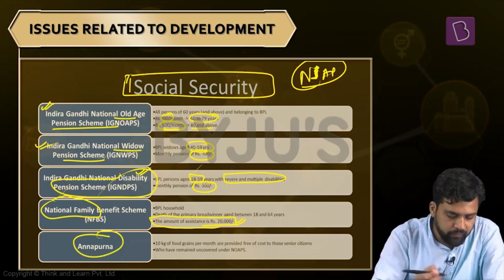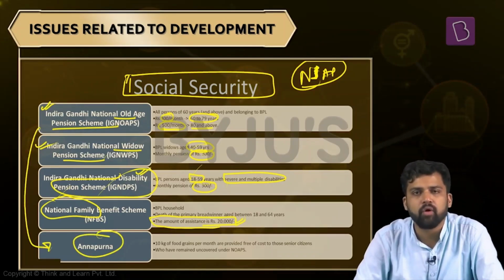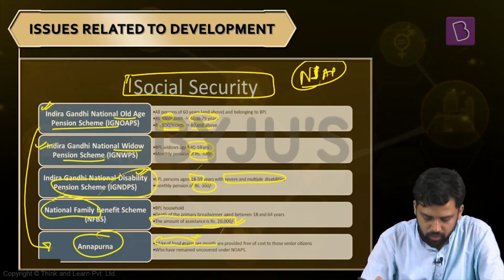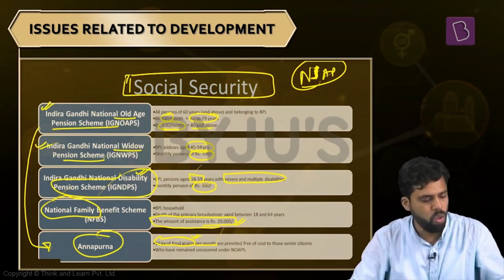In case some elderly person is not covered under the Indira Gandhi National Old Age Pension Scheme, that person can be covered under the Annapurna Scheme. What happens under the Annapurna Scheme? 10 kg of food grain is provided per month to that person. But the condition is it cannot be covered under both the schemes. So under the National Social Assistance Plan, all these things are carried out.